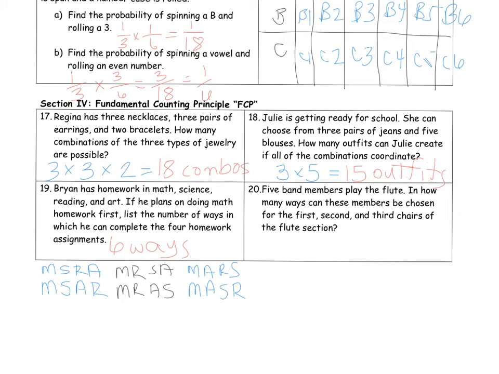On to the final question. 5 band members play the flute. In how many ways can these members be chosen for first, second, and third chairs of the flute section? So if we look at it, there are 5 possibilities to get that first chair. To get second chair, that leaves us with only 4 possibilities. And to get the third chair, that leaves us with 3 possibilities, meaning 2 people are left out. And so that's how you end up with 60 ways.